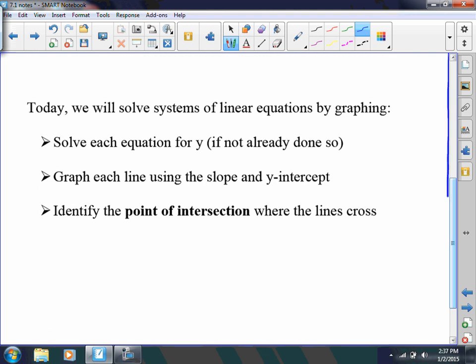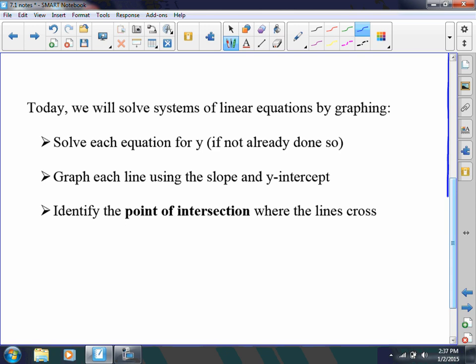So what we're going to do today when we're solving our linear systems is solve each equation for y if it's not already solved for y. Sometimes they give you an equation that's already solved for y. And then we're going to graph them using our slope and our y-intercept, and then we want to see where the lines cross.